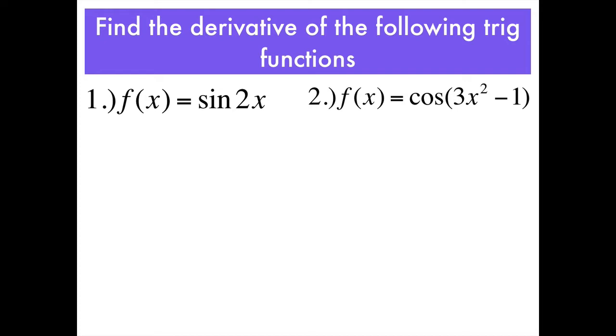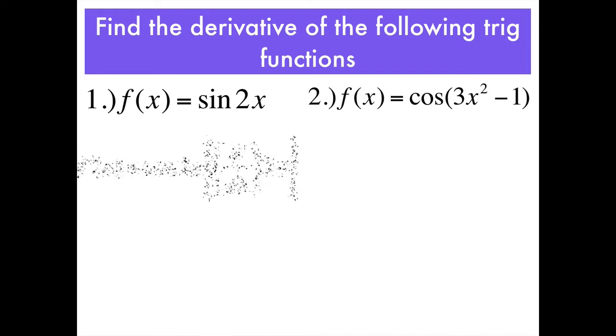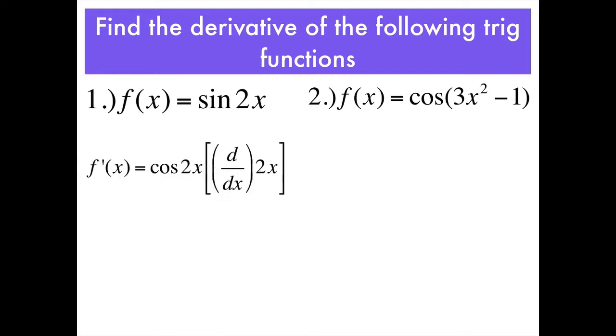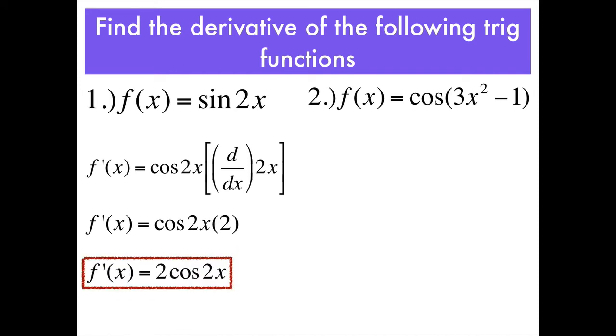Now let's find the derivative of sine 2x. So f prime of x is equal to cosine 2x times the derivative of 2x, which gives us cosine 2x times 2. Now to further simplify this function, f prime of x is simply equal to 2 times cosine 2x. And this is how we use the product rule for simple trig functions like sine 2x.